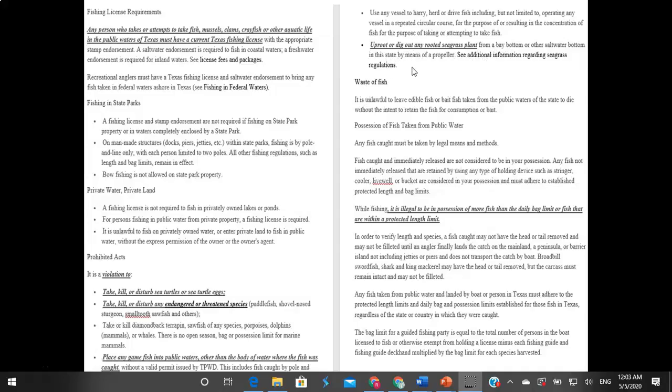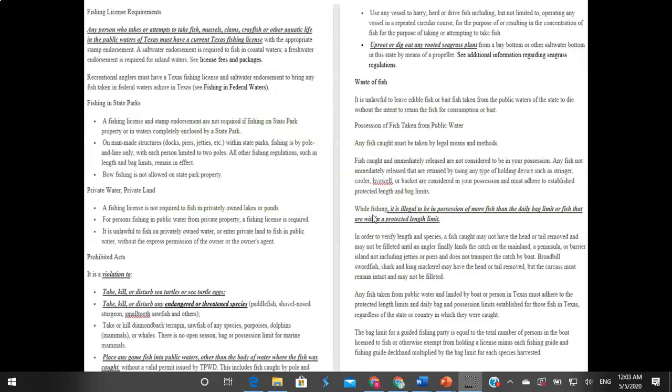It's also a violation to uproot or dig out any rooted seagrass plants. And you're not supposed to waste fish. I'm mentioning this one because I think it's really important that if you do end up getting bait fish, it must be used. So when you are casting a net and you catch more bait fish than you need, it's important that you use all of it or release the rest.